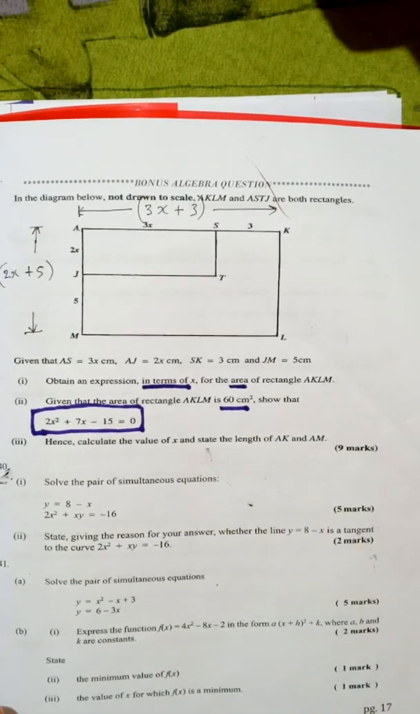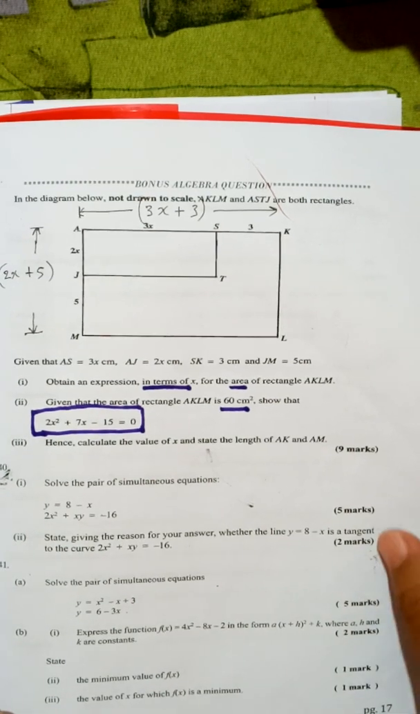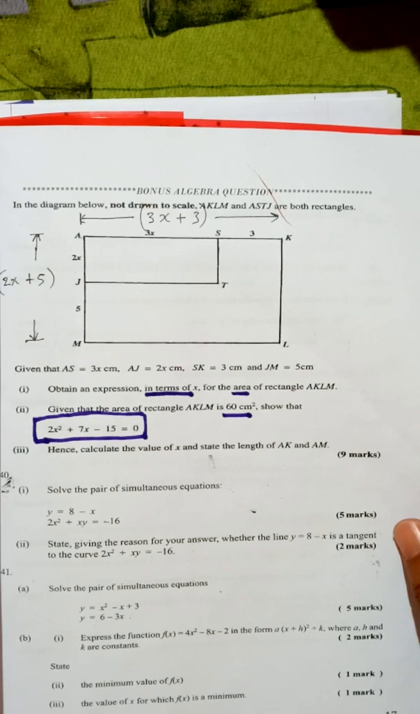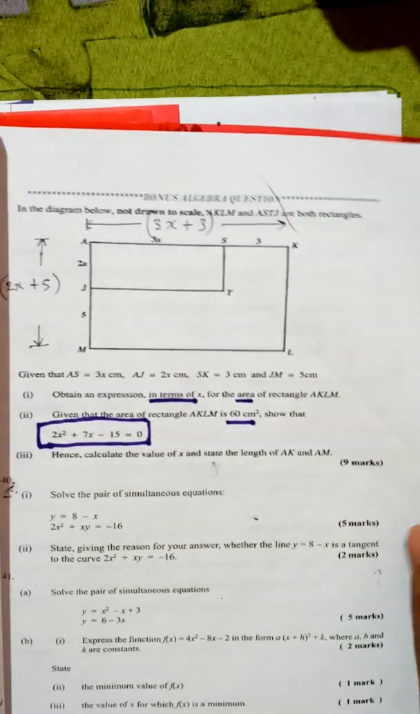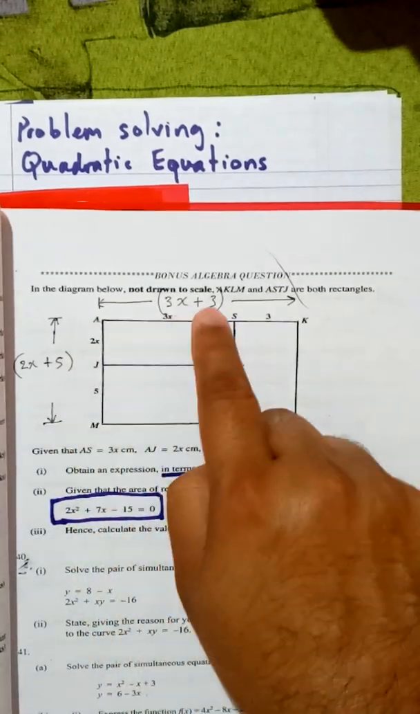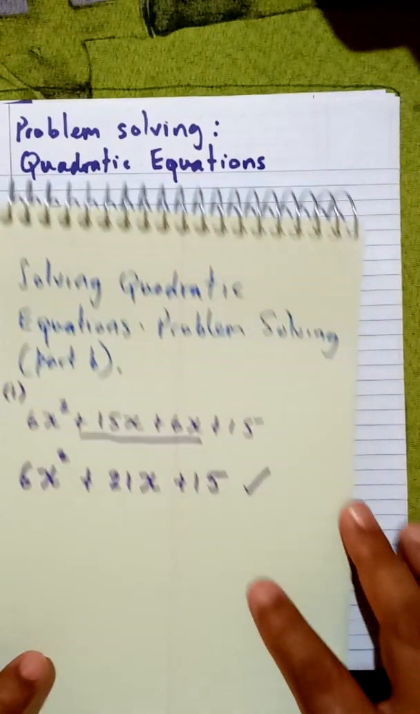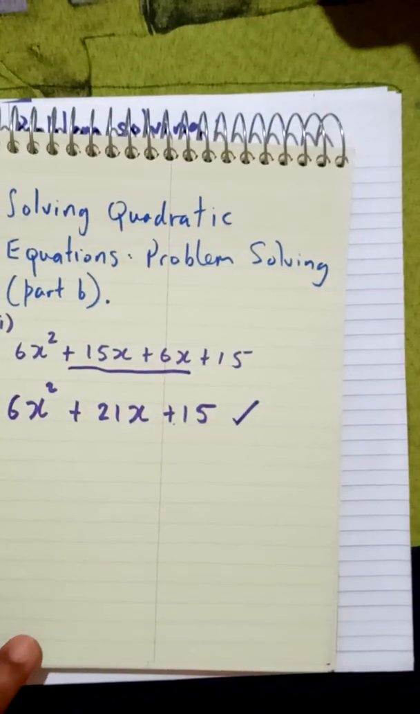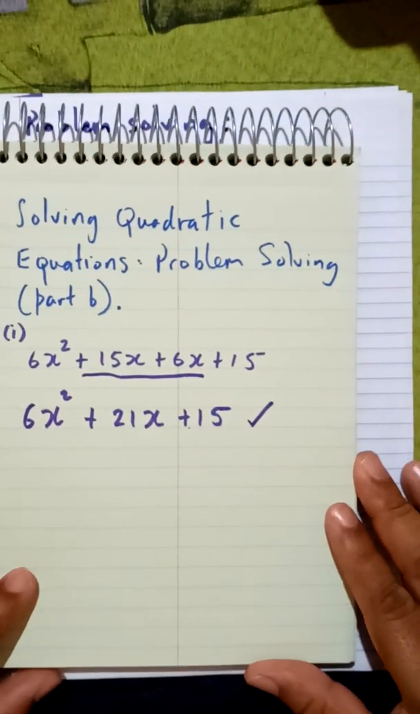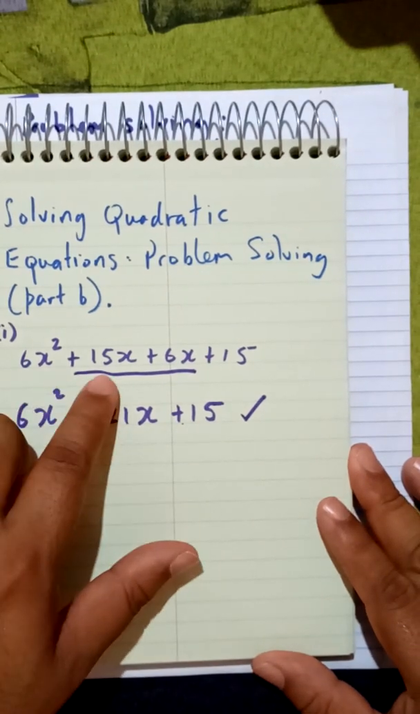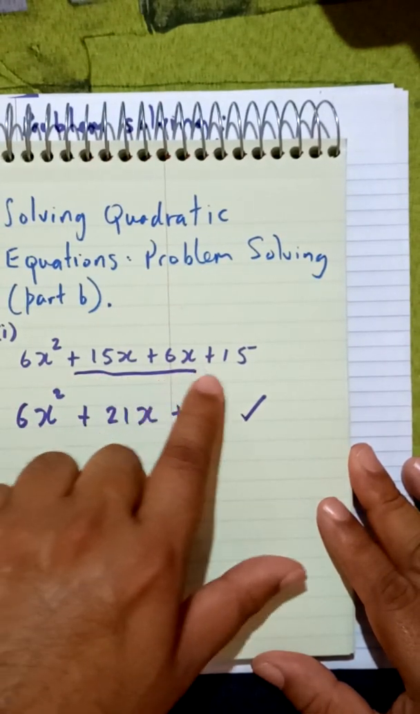Alright, good evening folks. This is part 2 of the previous video with this question. I believe the last part of the first video was when we were multiplying these two expressions, and then we ended up with 6x squared plus 15x plus 6x plus 15.